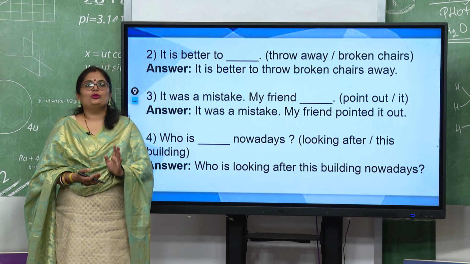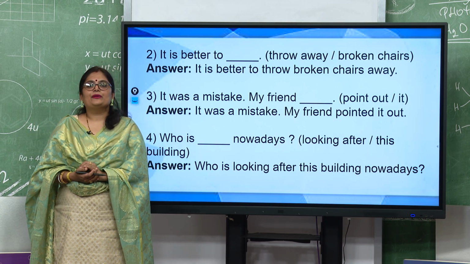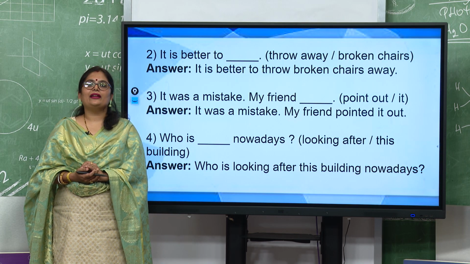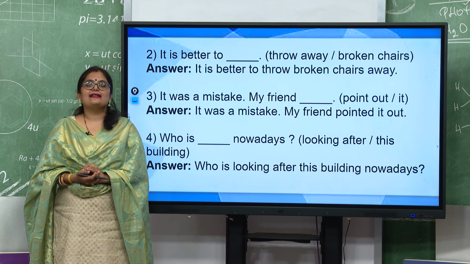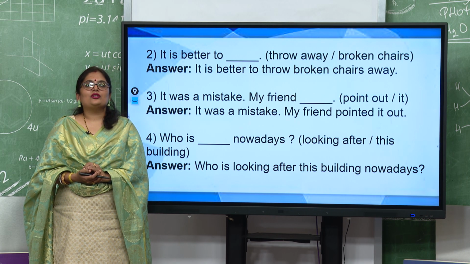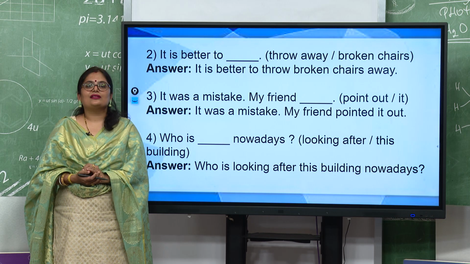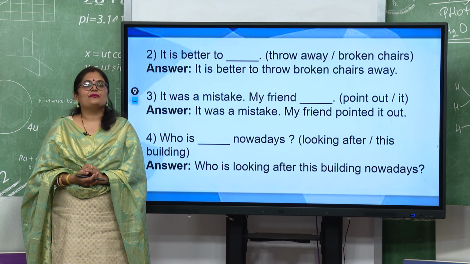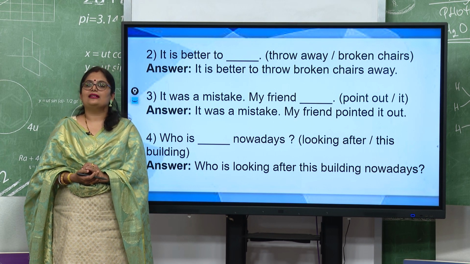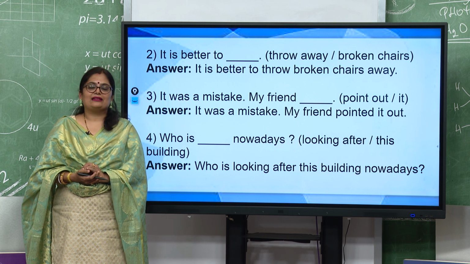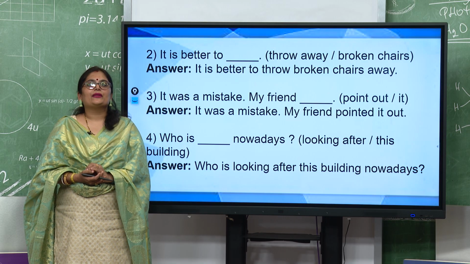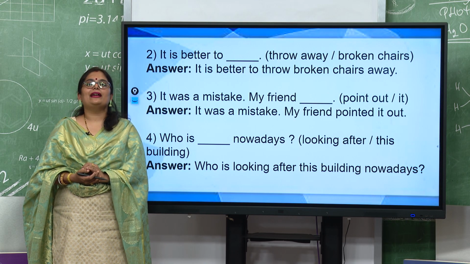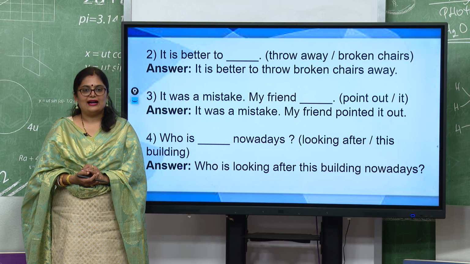It is better to, there is a gap. The options are throw away, broken chairs. How will you make this into a correct sentence? It is better to throw broken chairs away. It was a mistake, my friend, blank. Point out, it. So, the options are point out and it. What will be the answer? It was a mistake, my friend pointed it out.